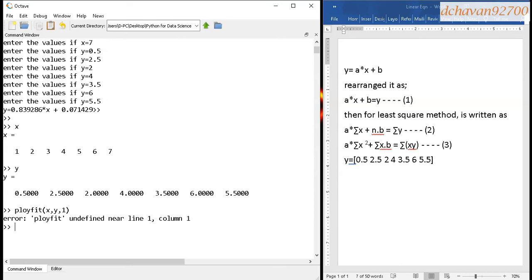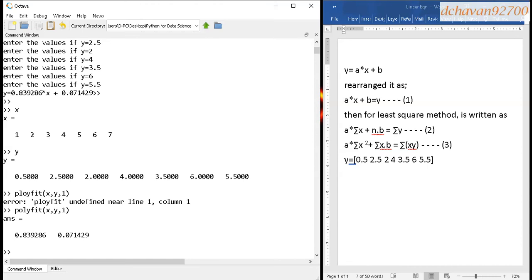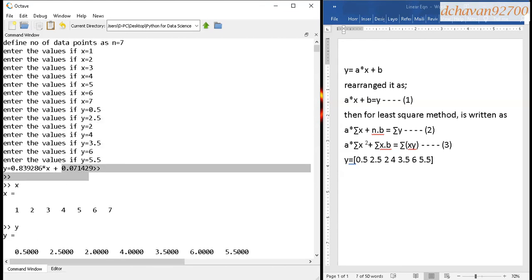Sorry, it's a spelling mistake. So it's polyfit. Okay, now polyfit, so the spelling mistake was over here. So polyfit gives 0.839286, so value of A is this one, and 0.071429, so value of B is this one. So as these values match, that means our program is correct.